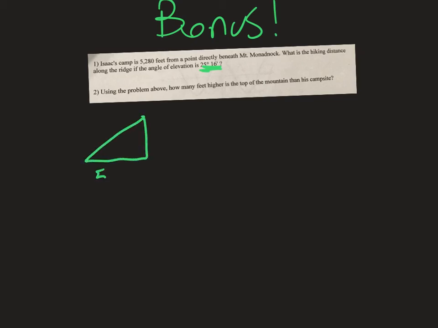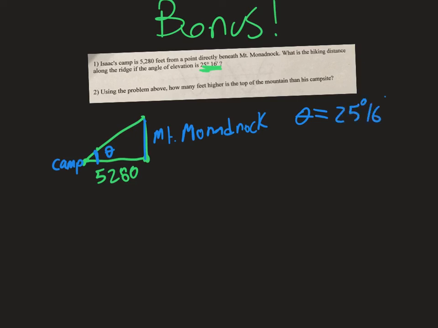Here's my triangle. 5,280 feet from the base of the mountain to the campsite, okay? So here is his camp, okay? And this side right here is the mountain. All right, and that is the name of the mountain that I cannot say, so I won't try anymore. All right, and this right here is my angle of elevation. And let's just note theta is equal to 25 degrees and 16 minutes.